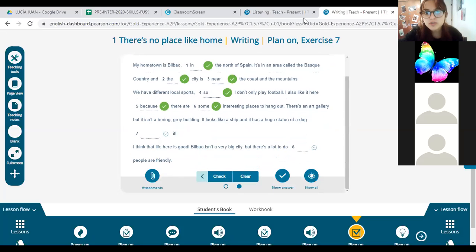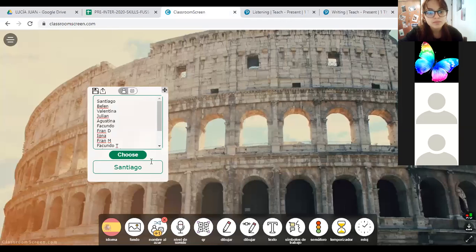And we have 2 more. Fran, you just read? ¿Quién no? ¿Quién leyó recién? Bueno, Sophie, vamos con Sophie. Can you do the last 2?